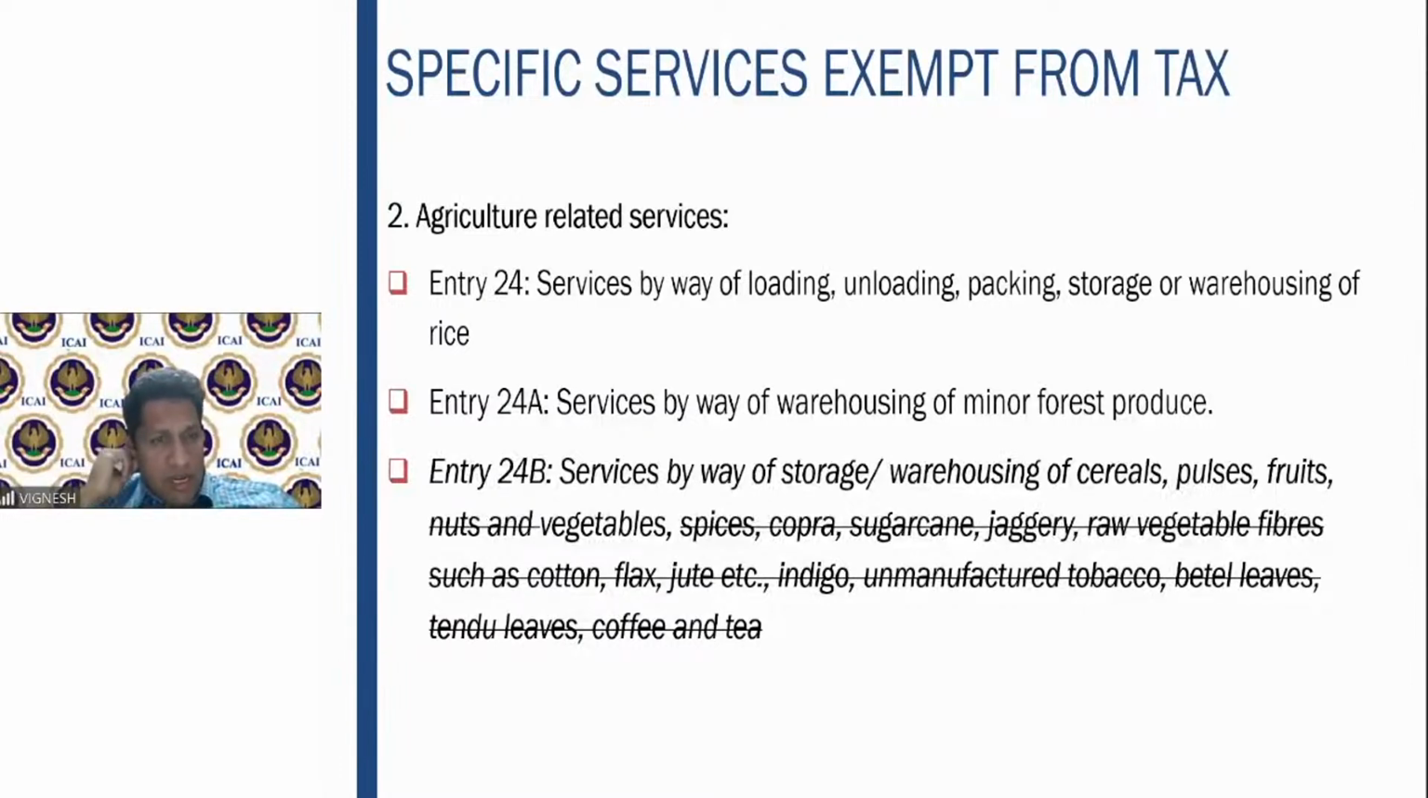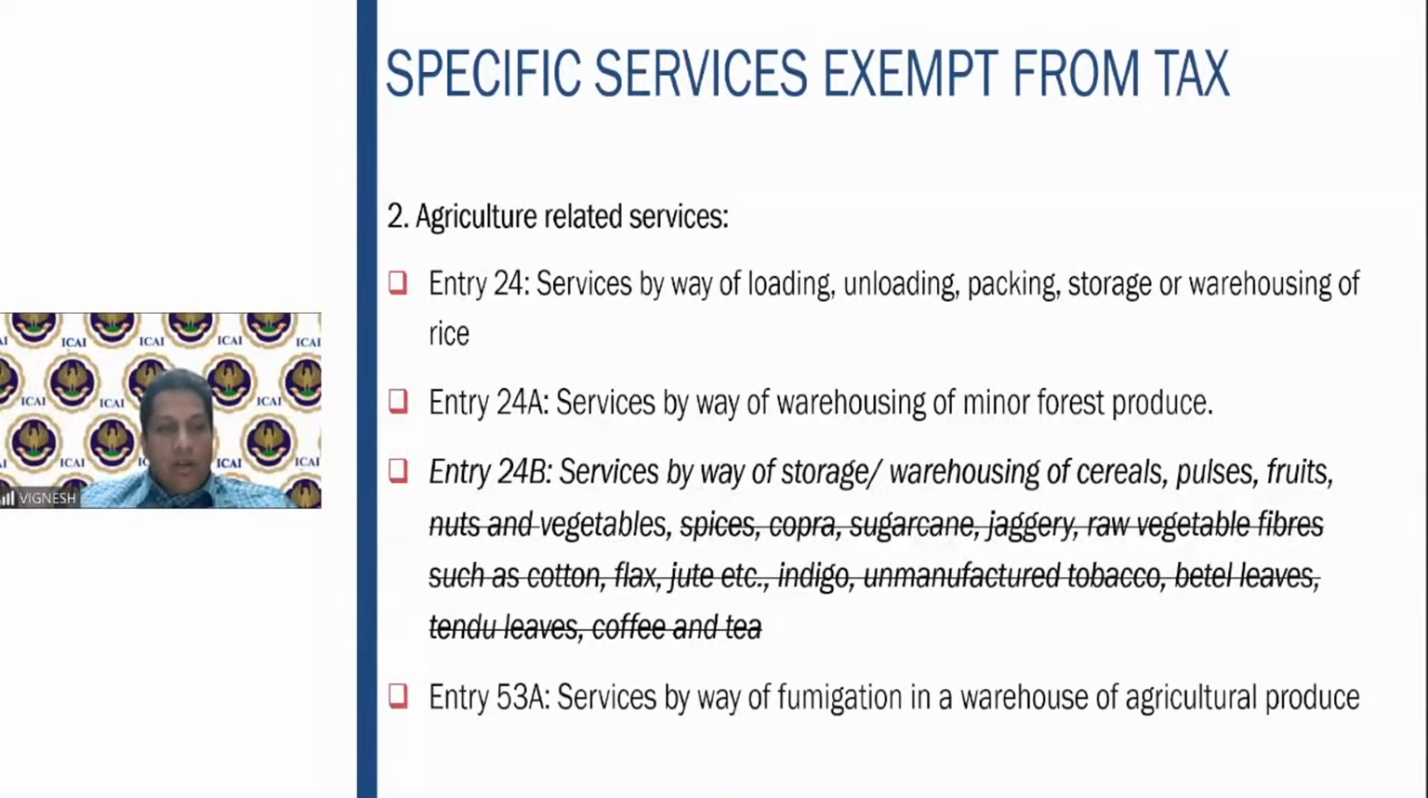Here an amendment is there. You may be asked; it's a very tricky examiner, he may put this question. Storage or warehousing of, now it is only cereals, pulses, fruits, vegetables. All the others are eliminated. It was there before, now they have removed all of these. So this exemption partly has been withdrawn. So storing, warehousing of cereals, pulses, fruits, vegetables, these are only covered. All others were there before, but now it has been eliminated.